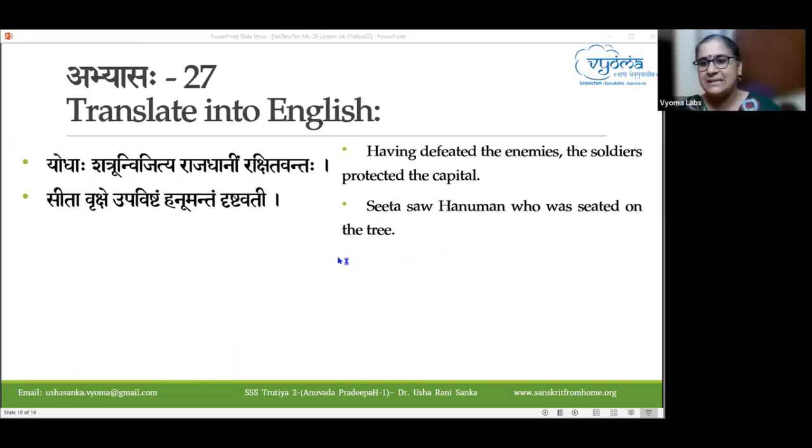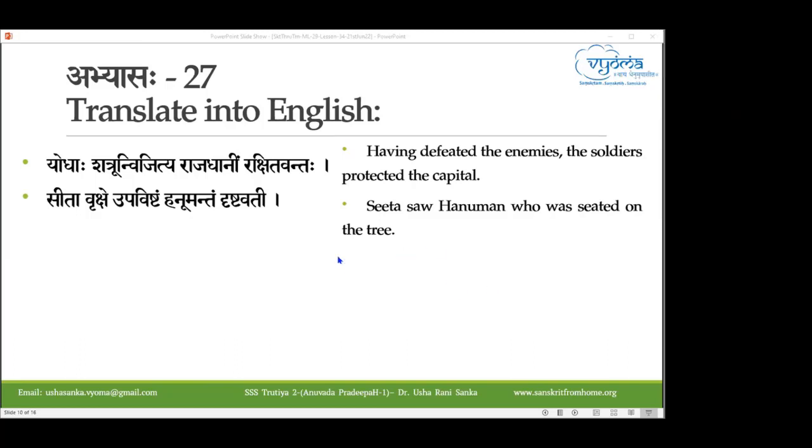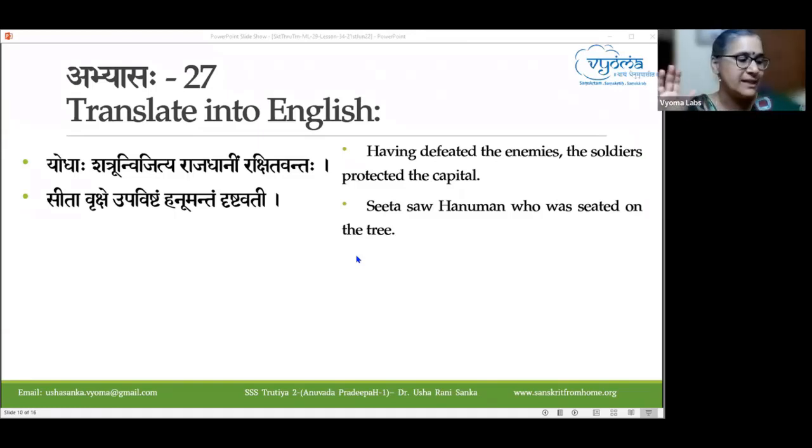Next, Rajaramji, you want to say something? Namaste. Yodha Shatrun Vijitya Rajadhani Rakshavantah. By defeating the enemy, will it come? No. Having defeated only, not by defeating. Because we don't want to tell the instrumental kind of relation, with and by relation, we are not telling.